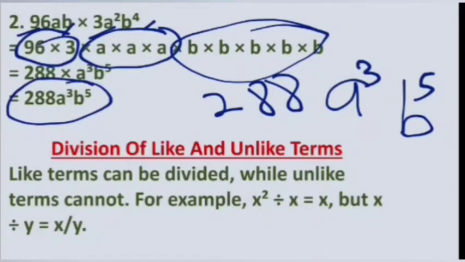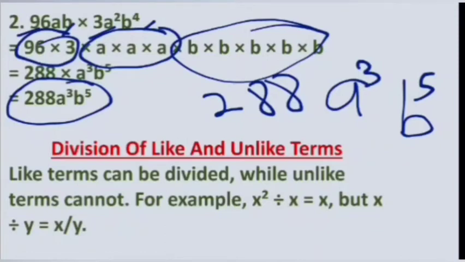Very simple. I'm sure that was easy for you to get. Multiplication is so simple. You multiply the digits first, the numbers. Then when you're done with that, you can multiply the letters, whether like or unlike terms, because multiplying the letters is possible in like and unlike terms. So you can multiply them together, as easy as that. And let's see division of like and unlike terms.